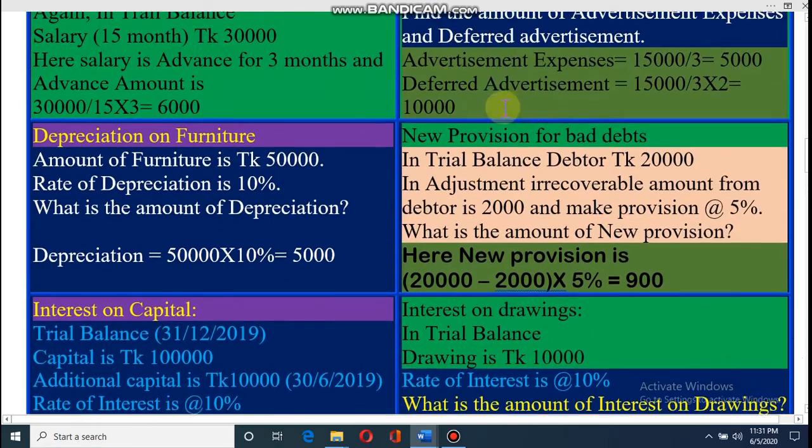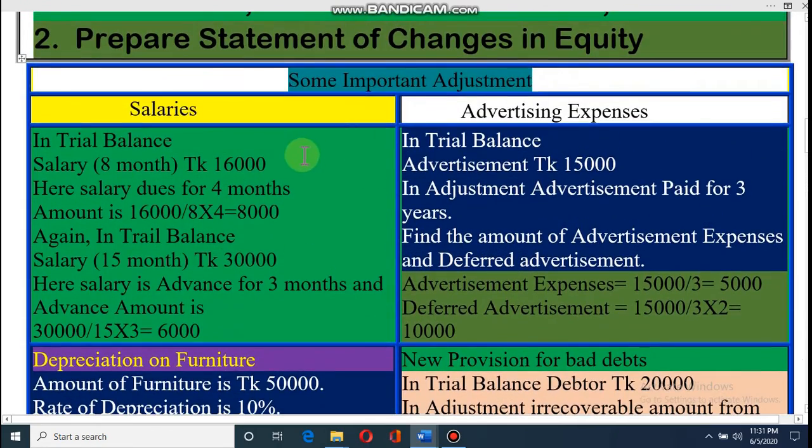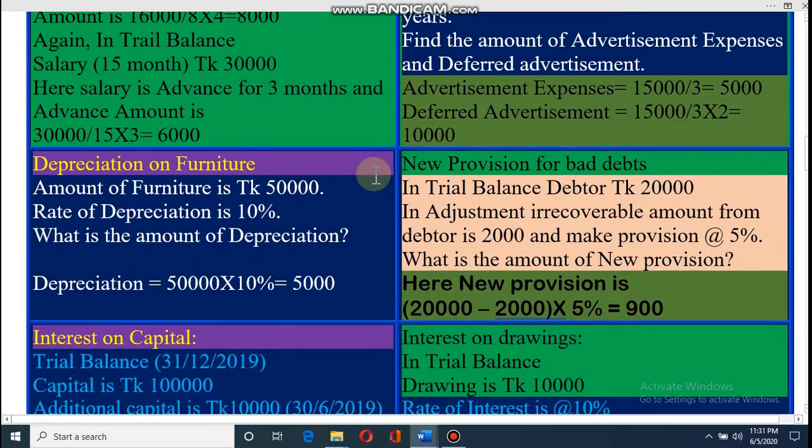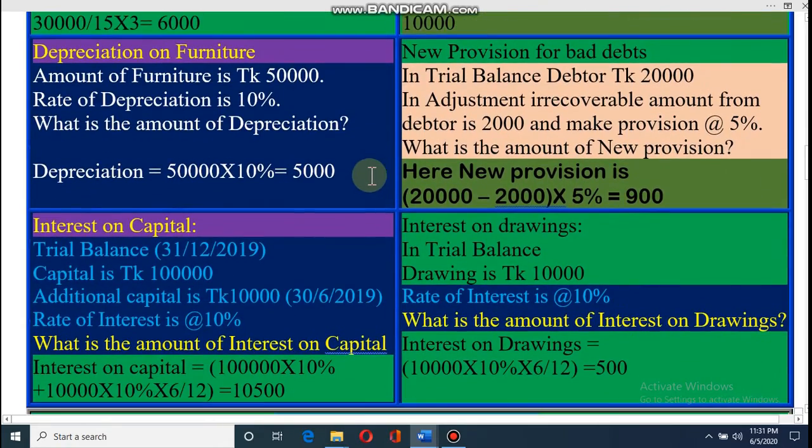Dear student, these are some critical problems about the income statement. If you face any problem, next time you can discuss, you can make me a telephone call, you can discuss with me through video call, so that it will be easier for you. I hope you will practice more and more so that it will be easier for you.